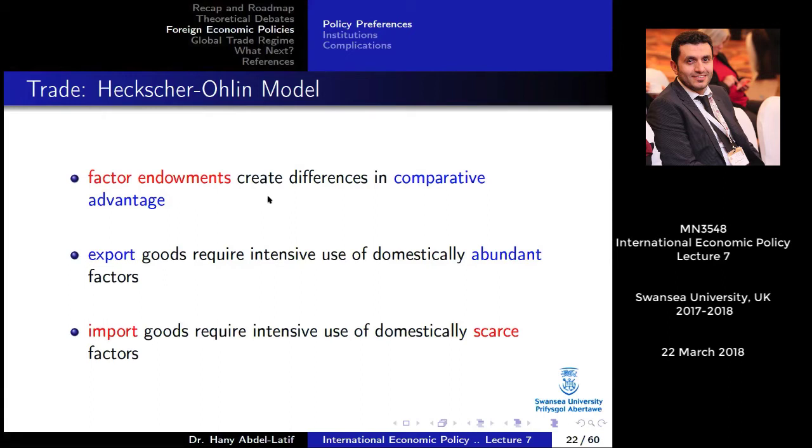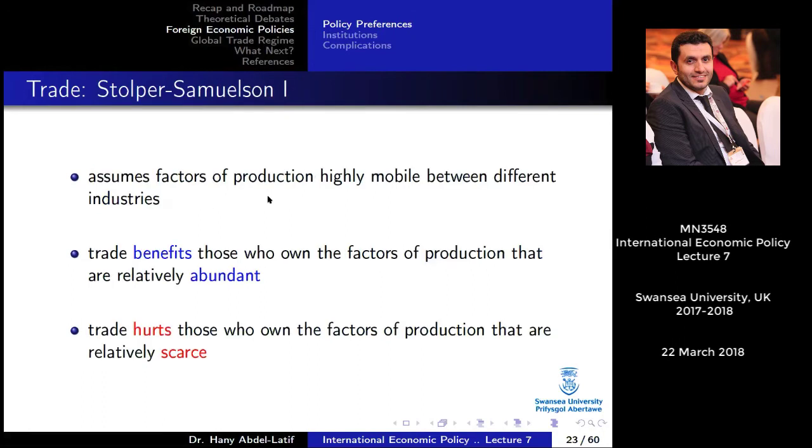So why are we doing this analysis? Why are we looking at this? Because we want to know who's going to be against international trade and who's going to be supportive of it. Based on this, if we assume that these factors of production can move between different industries, then we can see that trade will benefit those who own the factors of production that are relatively abundant.